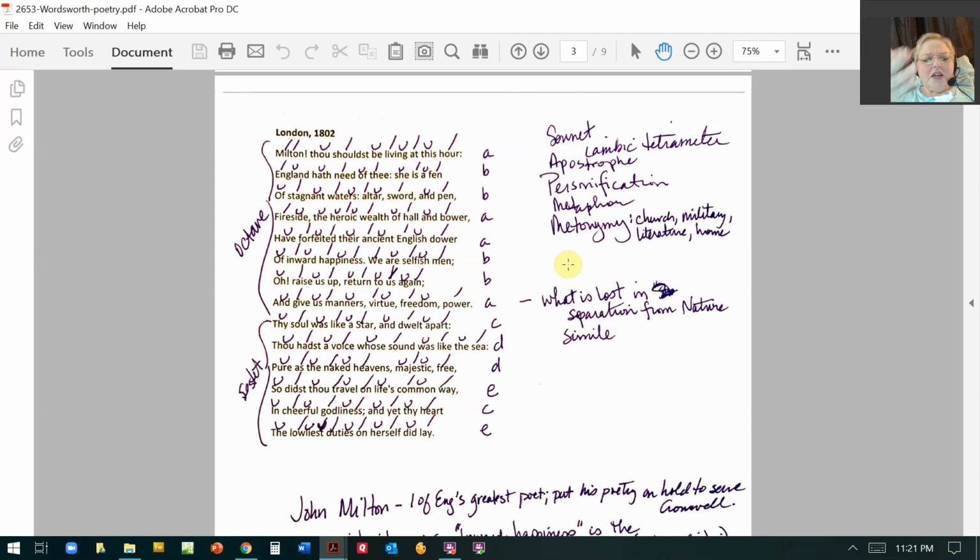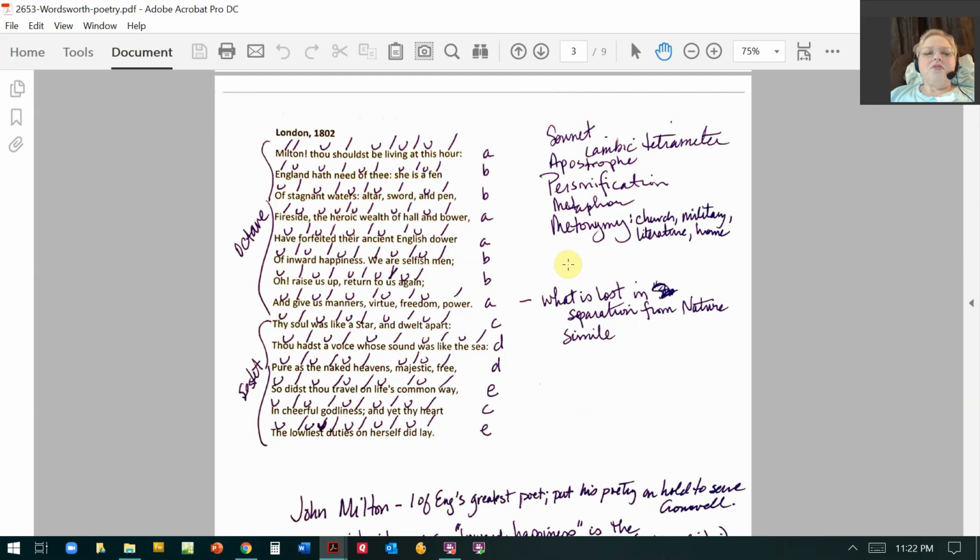So we can see here, you can scan it, you'll see Milton. So there we have what's called a spondee in scanning, where sometimes you have two stressed syllables together. So we could say Milton or Milton, thou shouldst be living, right? It's not going to work that way. So we say Milton, thou shouldst be living at this hour.